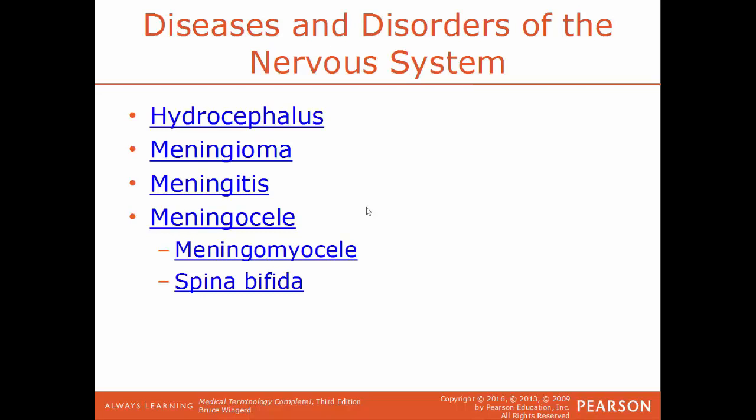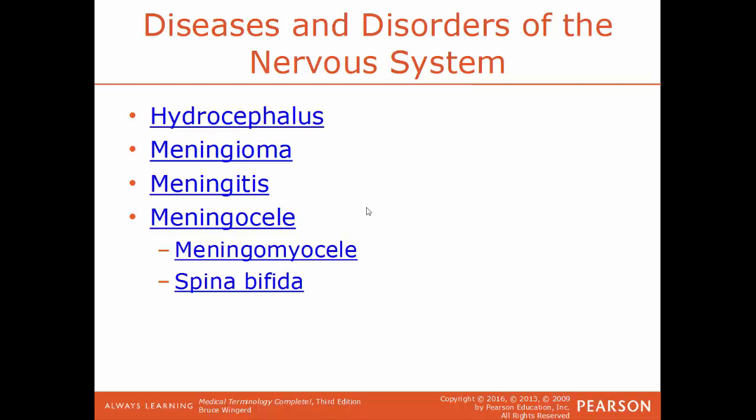Meningioma, this is a tumor that rises up from the meninges, the protective membranes that cover the brain and the spinal cord. Usually benign, not all the time, but most of the time they are benign. Meningitis, an inflammation of the meninges. Meningocele is a herniation or a protrusion of the meninges through a bone in the vertebral column.